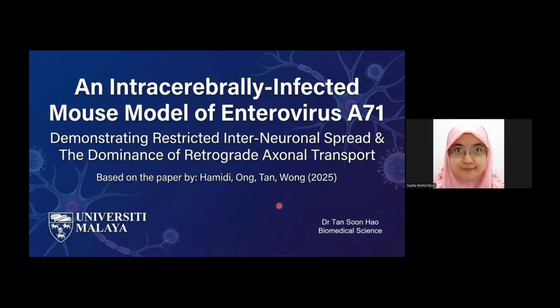He's our expert in neurovirology, specifically focusing on the pathogenesis of neurotropic viruses, such as enterovirus A71, Japanese encephalitis virus, and also Nipah virus. His research bridges the gap between basic virology and clinical neuropathology, and he utilizes advanced mouse models to understand how viruses invade the central nervous system. And I'll pass the floor to Dr. Tan now so that he can tell us more.